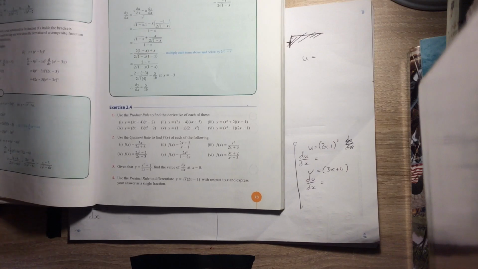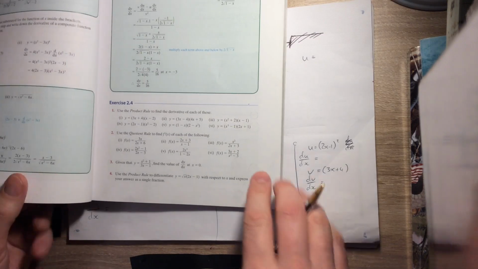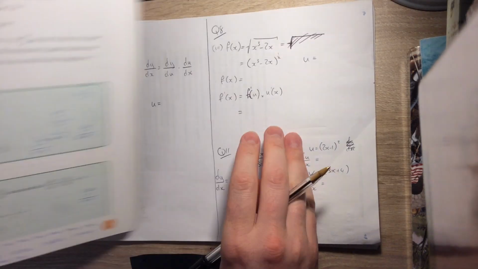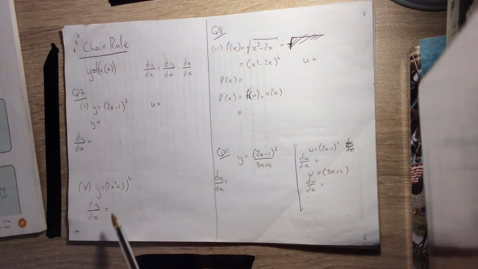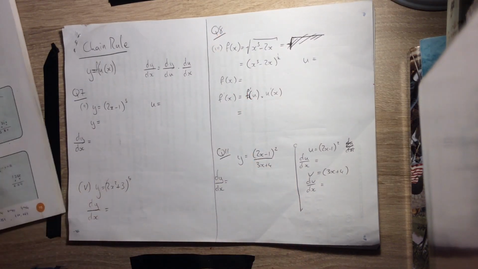Looking at the chain rule today. We're still on page 73 if it's the old textbook. We're looking at questions 7 part 2 and part 5, 8 part 3 and question 11.